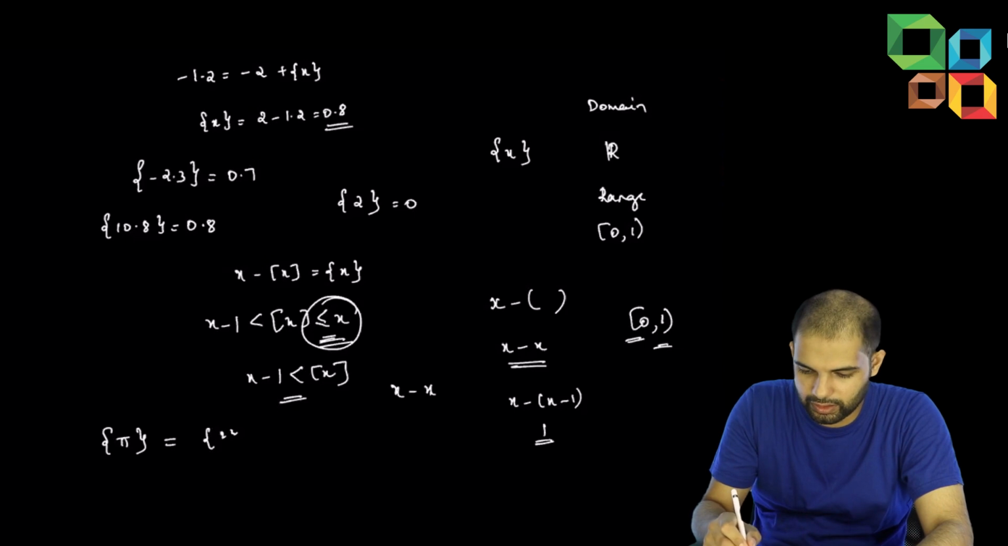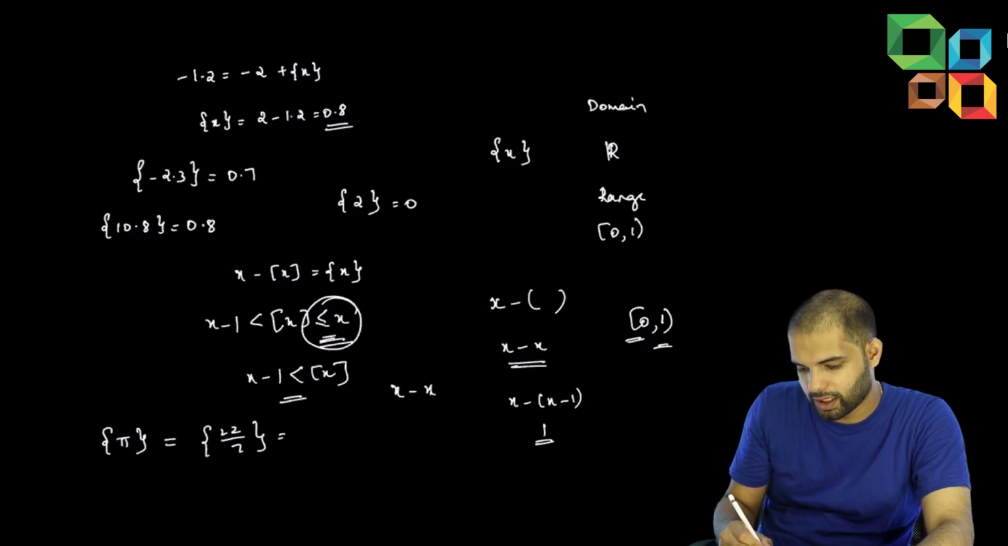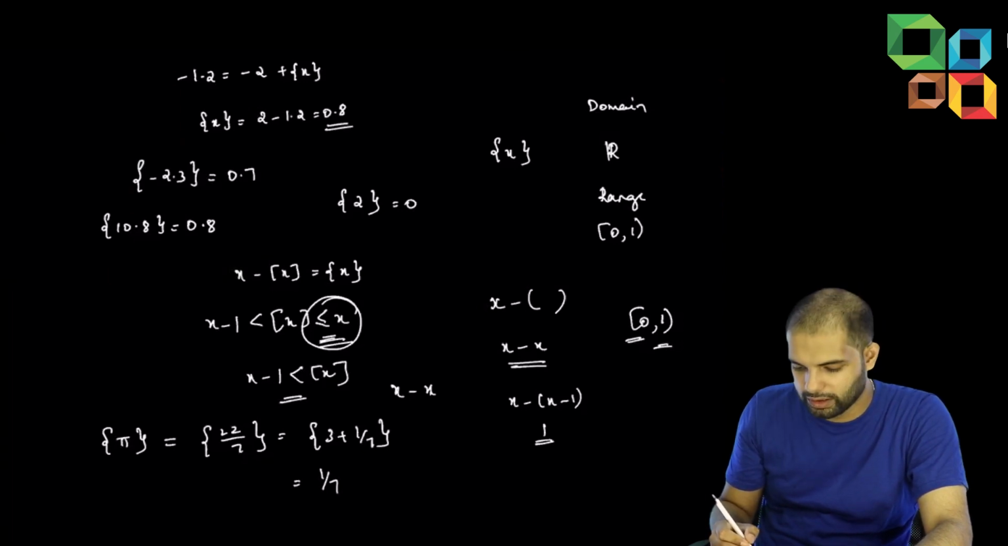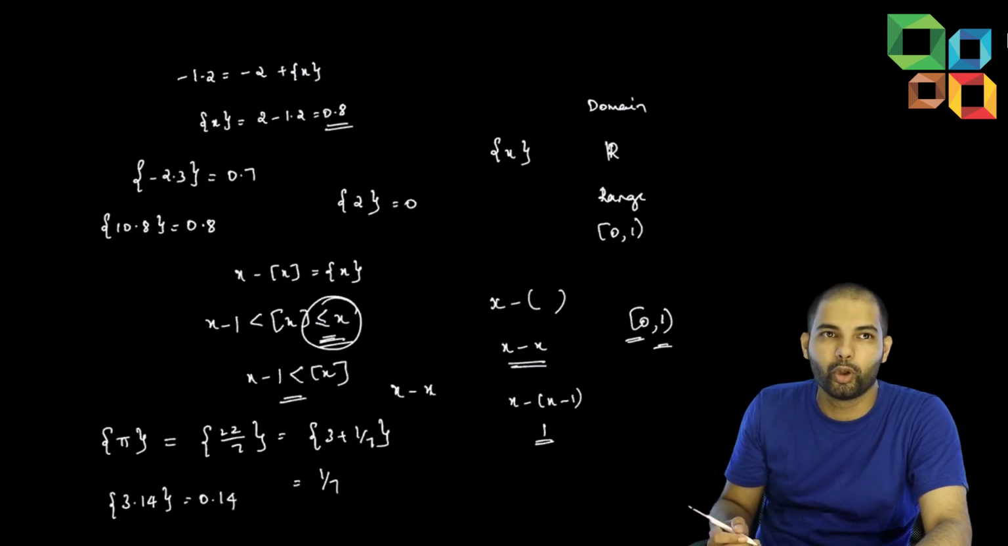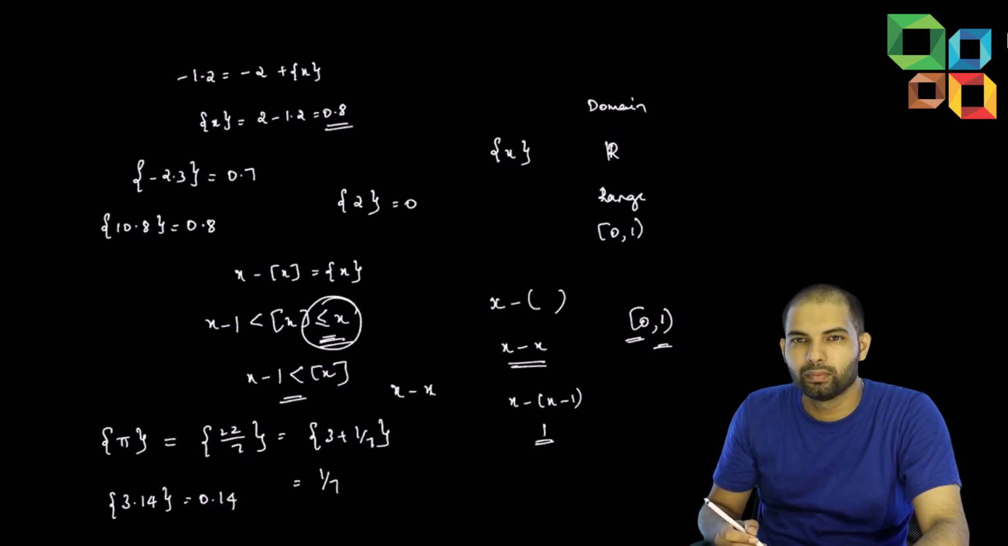Let me write down some of the answers given. If I take pi as 22 by 7, he's saying the fractional part will be, 21 by 7 is 3, so this is 3 plus 1 by 7. Correct. So you're saying that the fractional part is 1 by 7. And some of you are saying 0.14 because I think you have taken 3.14. So you're saying the fractional part is 0.14. It will be the same, sir.